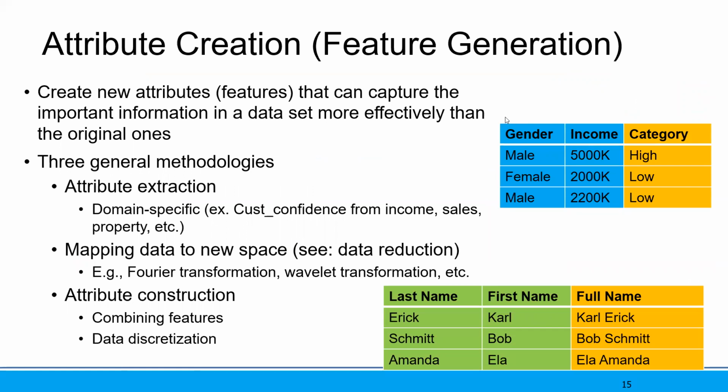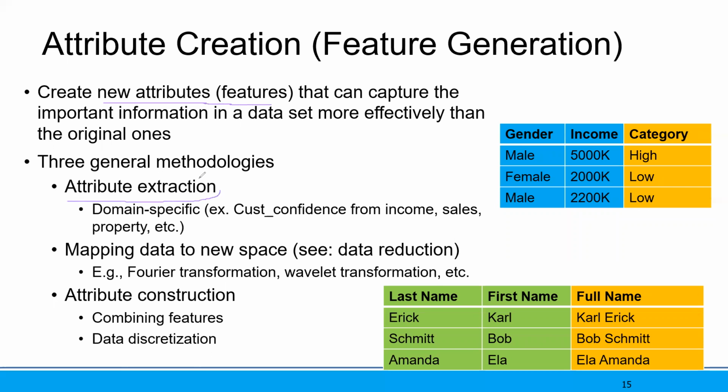Or we can create a feature, or we can create an attribute. How can we create one? If we want to create, it means we select the proper information so that the data will be used more effectively. There are many ways to create new attributes, and I just want to explain three general methodologies.